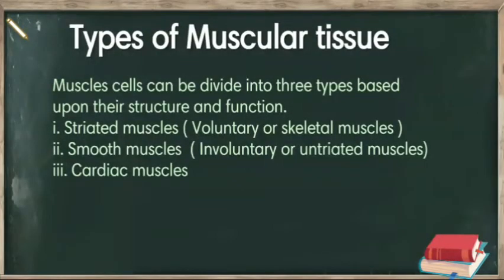Moving to the next type of muscular tissue, muscular cells or muscular tissue can be divided into three types based upon their structure and function. Striated muscle, that is voluntary or skeleton muscle, smooth muscles, that is involuntary or unstriated muscle, and next cardiac muscle.